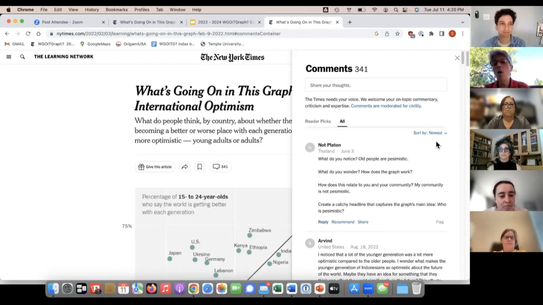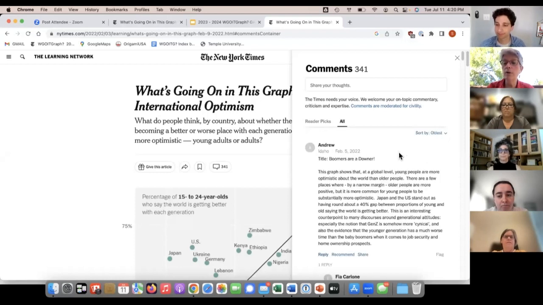Not only that, all the links you're going to see are free. So that includes the article and any other articles that we may refer to. So the comments, you can get newest or oldest. We can go to oldest. Were there any other questions before I go on with the comments?